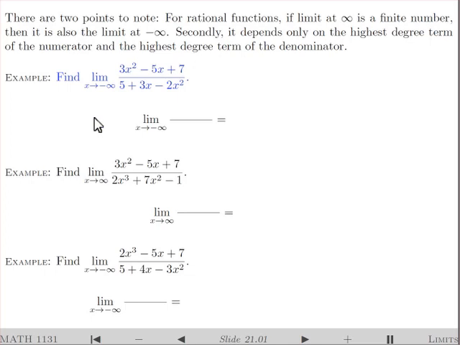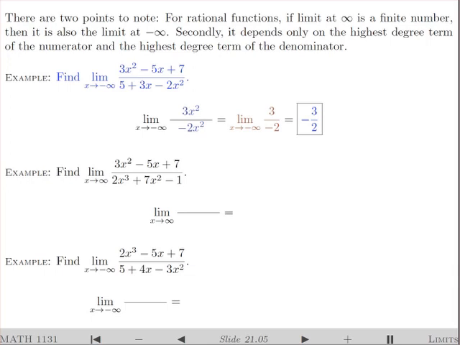in other words, I can find the limit by the following process. Take the highest degree term in the numerator. In our example, it's 3x squared. And in the denominator also, just keep the highest degree term, ignore the others. In this case, the highest degree term is negative 2x squared. This ratio is 3 over negative 2. And so that's the limit of the given rational function as well, because the limit of a constant is itself.